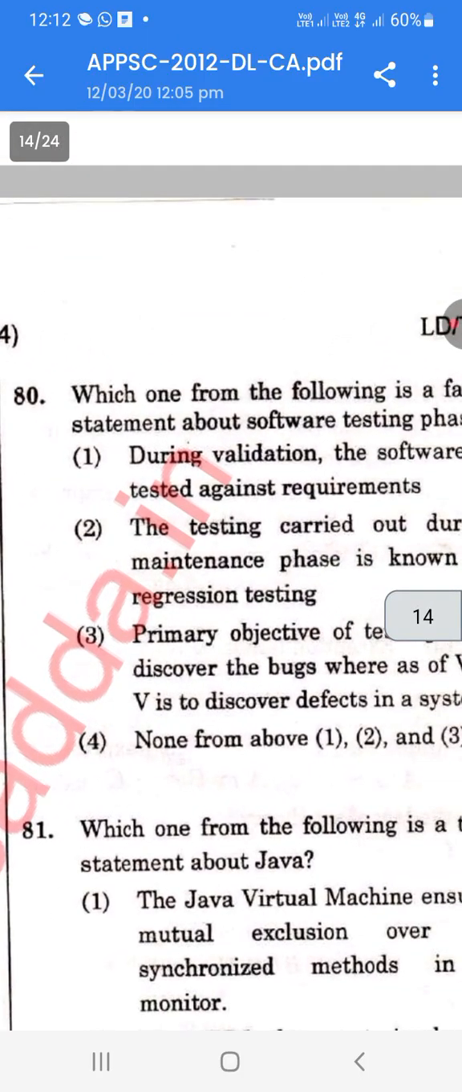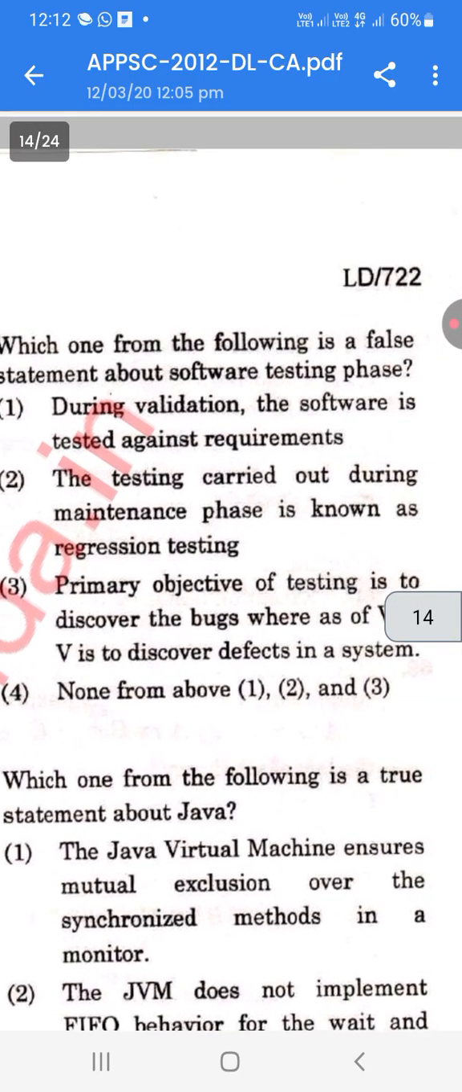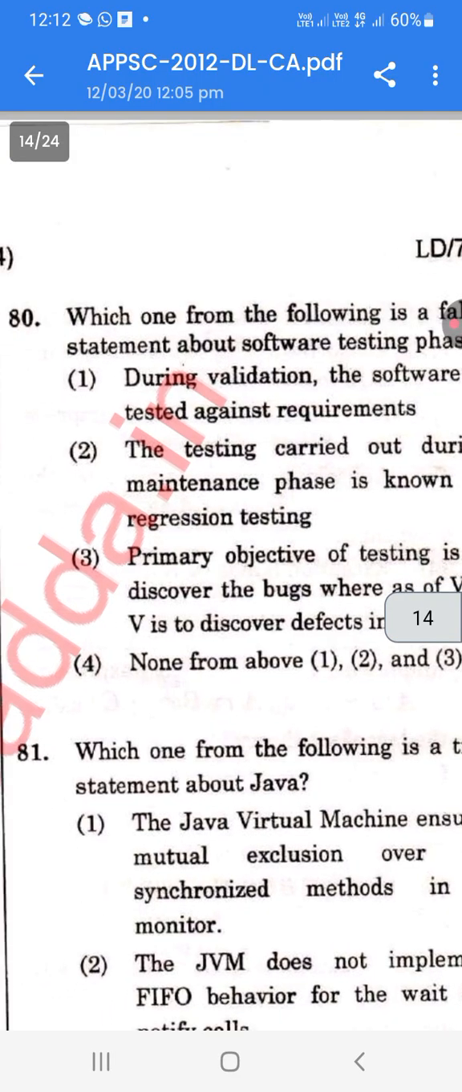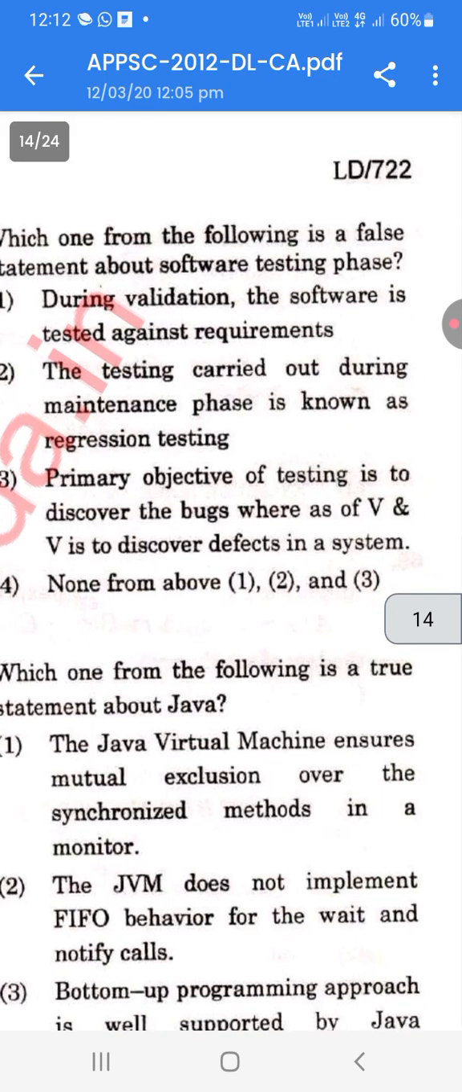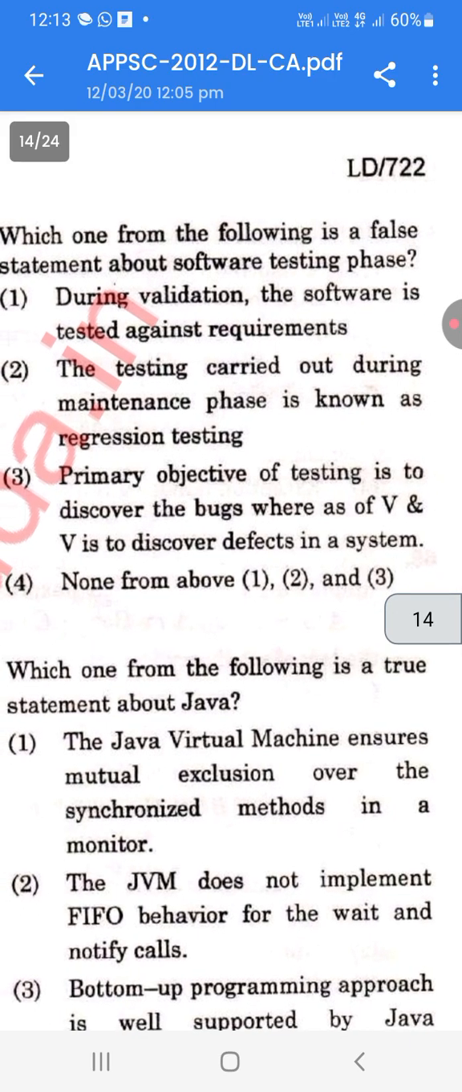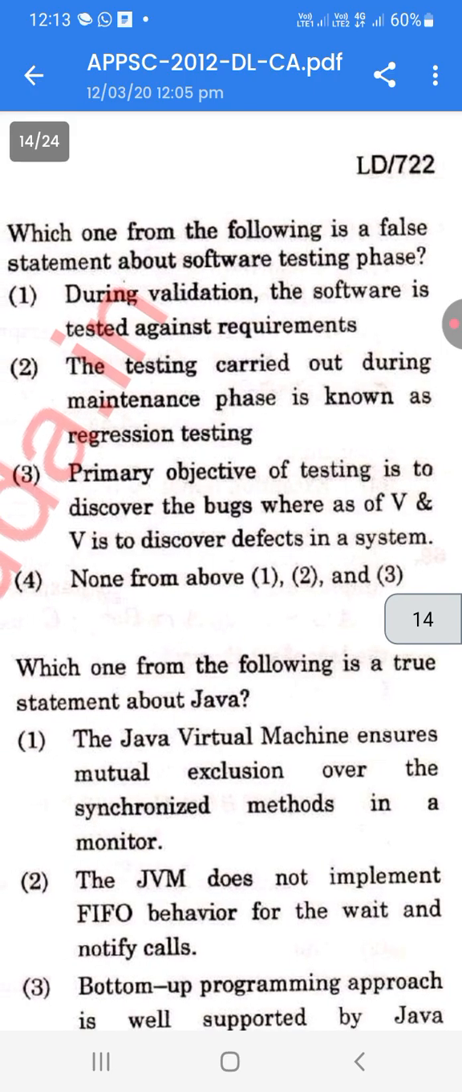80. Which one from the following is a false statement about software testing phase? Primary objective of testing is to discover the bugs, whereas that of V and V is to discover defects in a system. Third one is a false statement.